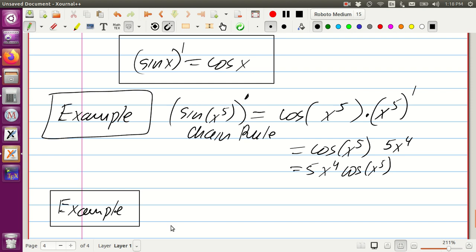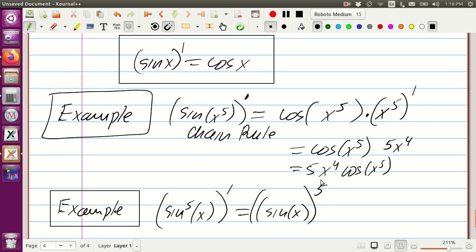And then the next example, the last one for this lecture, is the following. What do we need to do here? We need to calculate the derivative of sine to the 5 of x. So now, what's the difference between these two things? First of all, it's an abuse of notation. Even though we have the number 5 over here, we actually mean that it's sine of x raised to the 5th power. And then we need to find the derivative.